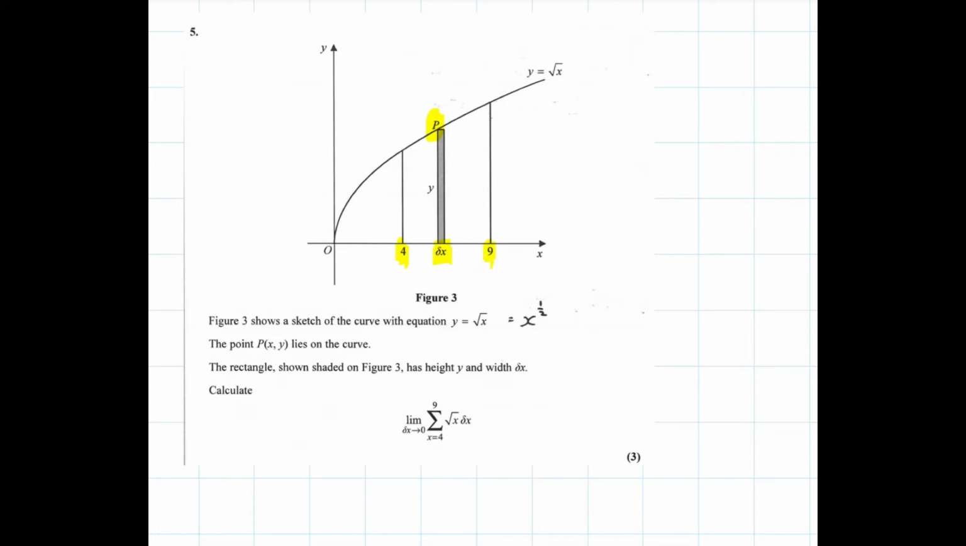Okay, let's read through the question. Figure three shows a sketch of the curve with equation y equals square root of x, which is also x to the half. The point P (x, y) lies on the curve. The rectangle shaded on figure three has height y and width delta x. So again, that's this strip here.